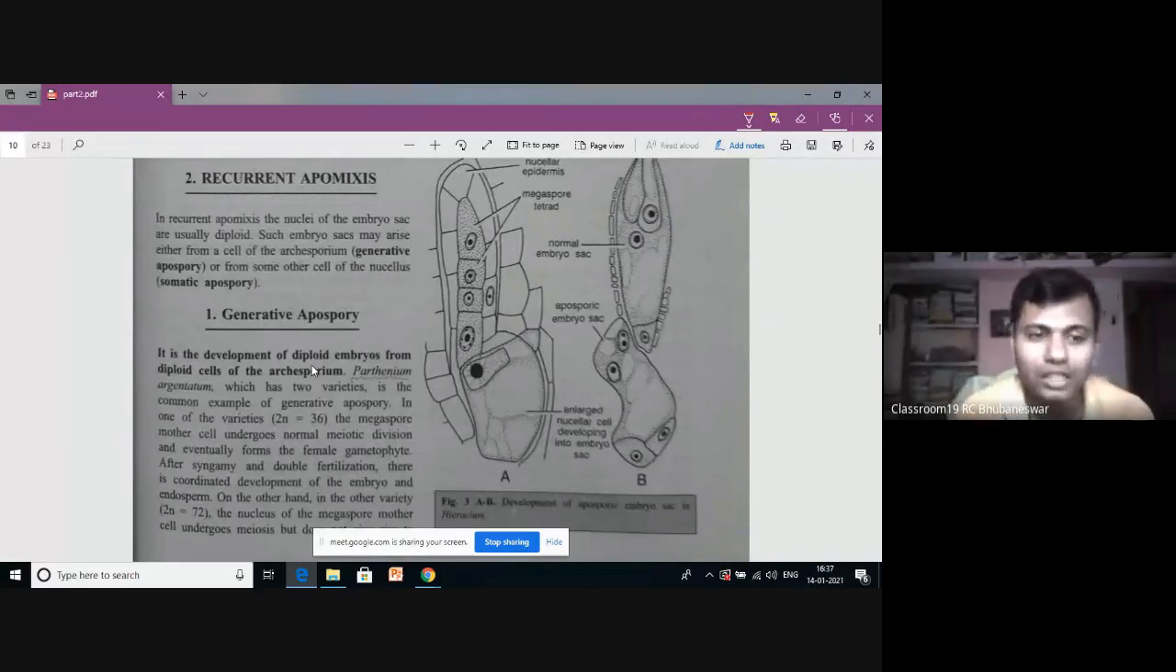But here is the development of diploid embryos from the diploid cells of the archesporium. When the diploid cells of the archesporium develop into an embryo, it is the development of diploid embryos from diploid cells of the archesporium, and it is commonly found in Parthenium.